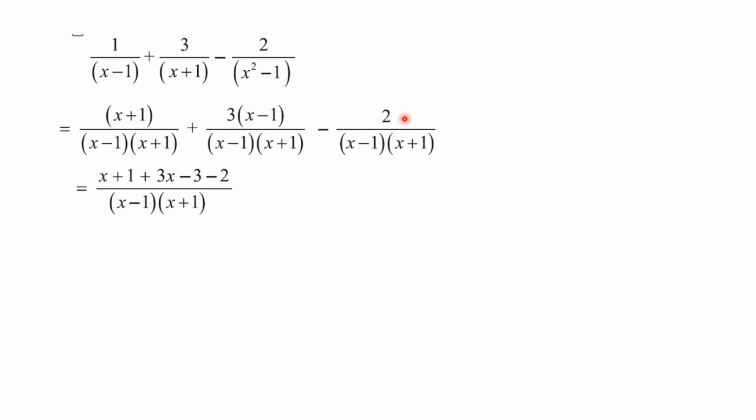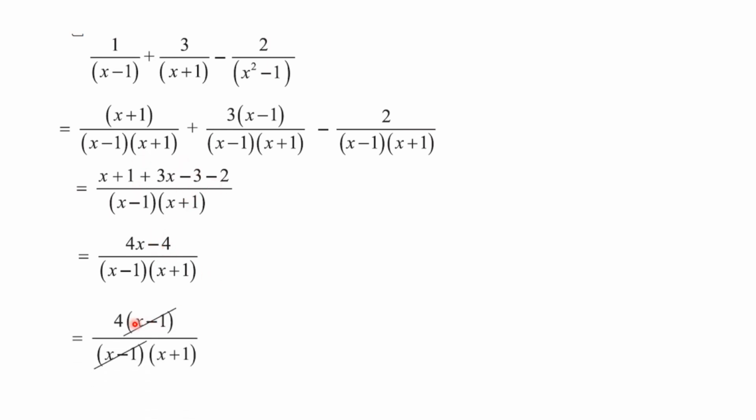But for the last part I don't want to multiply by any number, because it already has x squared minus 1, which is x minus 1 into x plus 1, when you factorize this part. So no need to multiply these two. Look at this, we don't multiply. Then you can write 4x, x and 3x, it is 4x. If you solve the 3 constants, it is minus 4. So for the final answer, 4 is common, you can take out 4, then you can cancel out x minus 1 and x minus 1. Finally you get 4 over x plus 1.